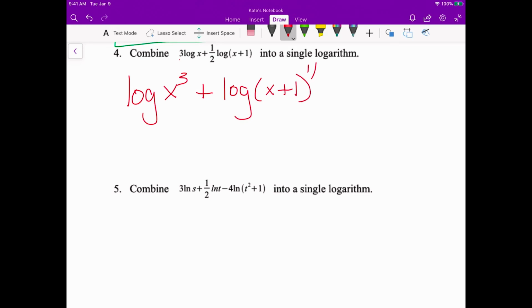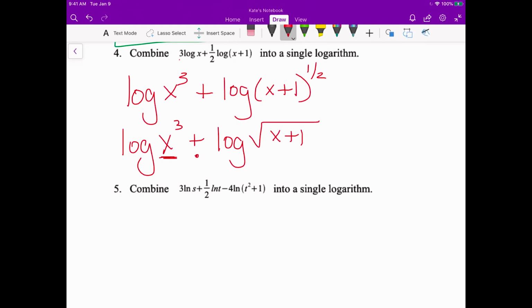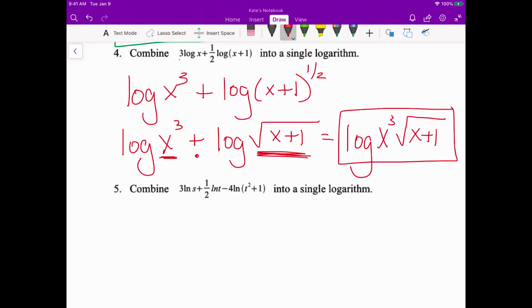Before I move on, I'm going to remember that a power of 1/2 is the same thing as a square root, so I'm going to rewrite this as the log of x to the third plus the log of the square root of x plus 1. Then, because I'm adding the logarithms, that means I'm going to multiply x to the third times the square root of x plus 1 to condense them into a single logarithm. So this will end up equaling the log of x to the third times the square root of x plus 1. And then this is my final answer.